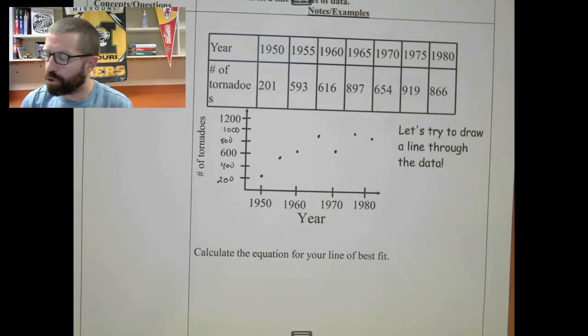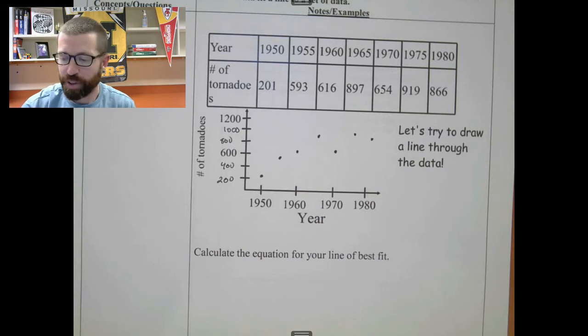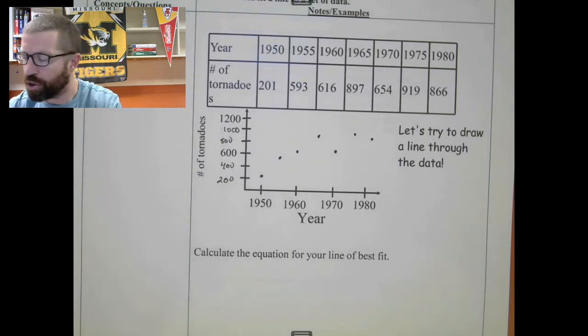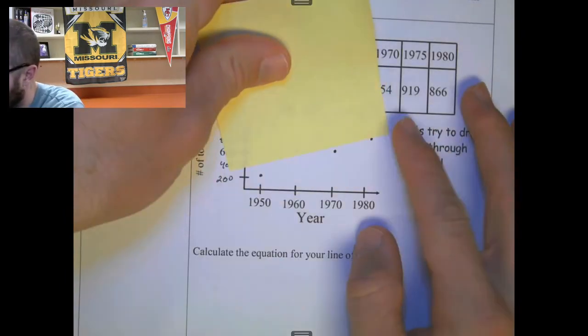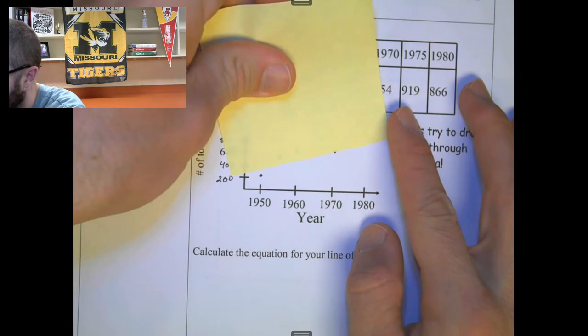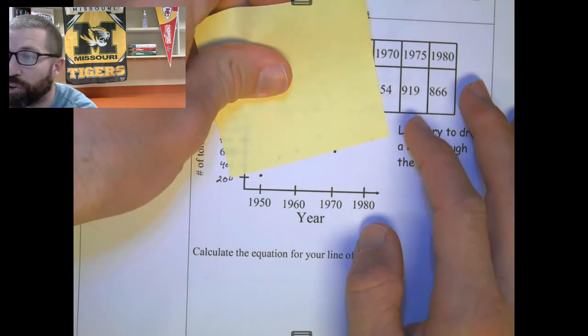Okay, so now we want to try to draw a line through the data. Now I would recommend getting a straight edge or something and really playing around with the lines before you draw, and see which one would look good. If you get a credit card or ID or something, or just a sheet of paper, you can kind of say, well, what if I drew it right here? Would that be close to the points or not?